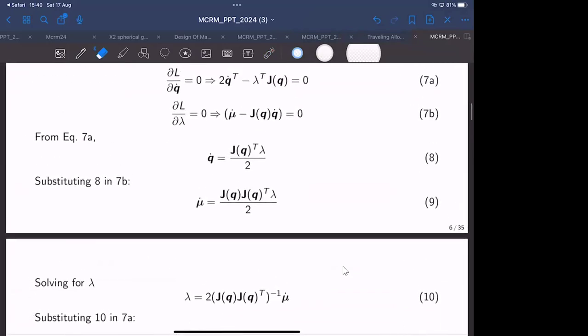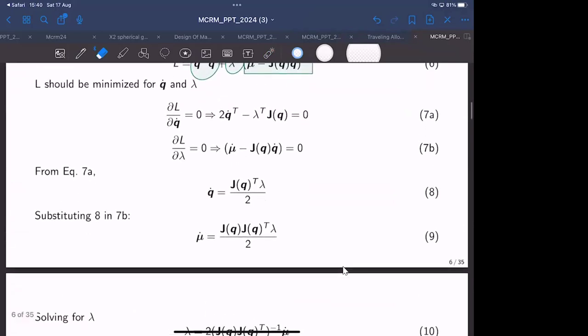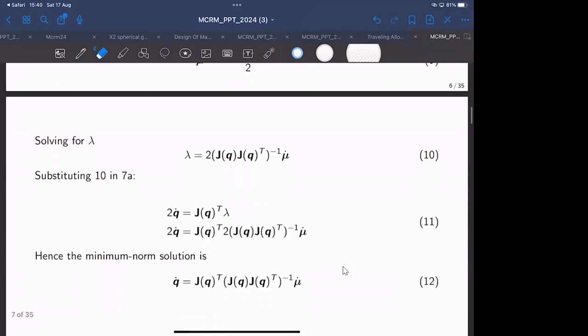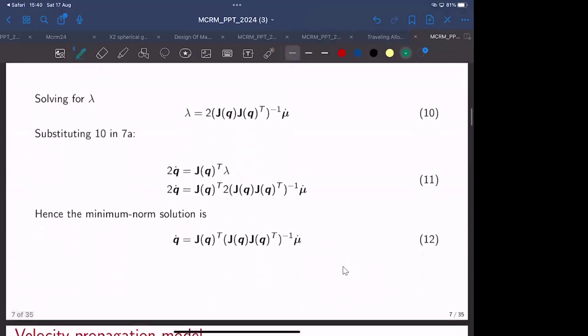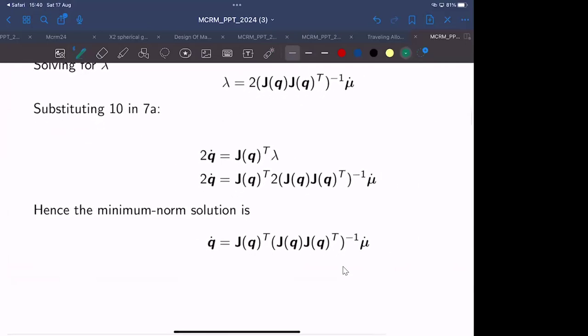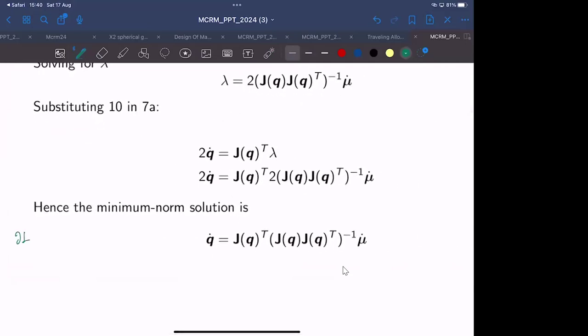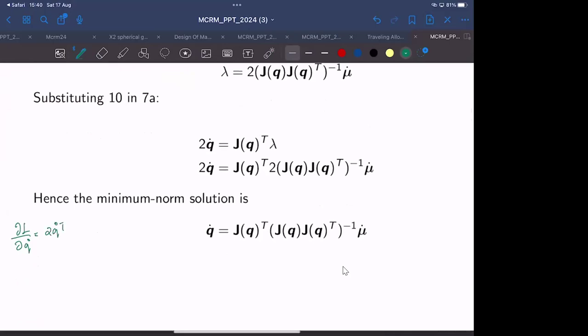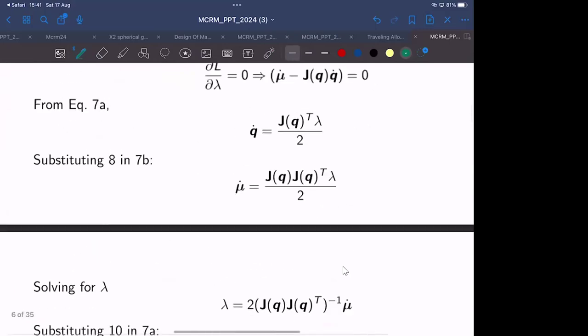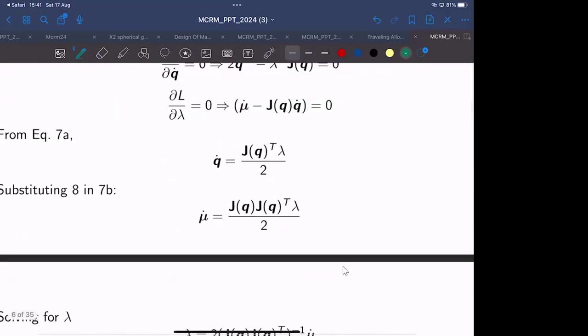Directly 7b. Lambda is there on the right side. We have to eliminate everything from the equation, everything in terms of lambda. So I'll quickly write it over here. Dou L by dou Q dot would be Q dot minus lambda transpose J of Q, and that'll be 0.